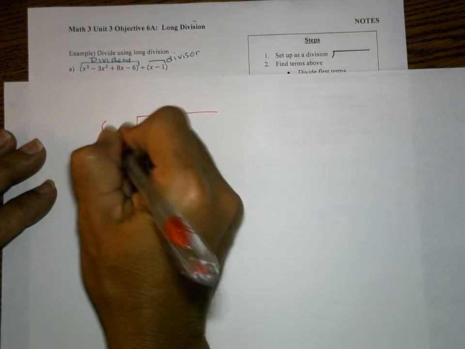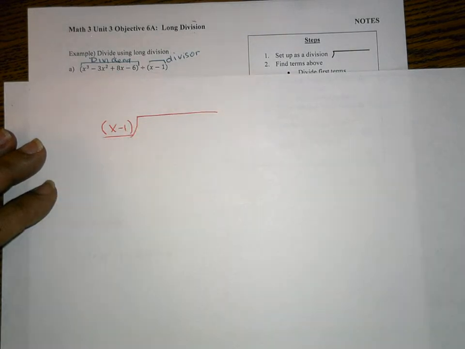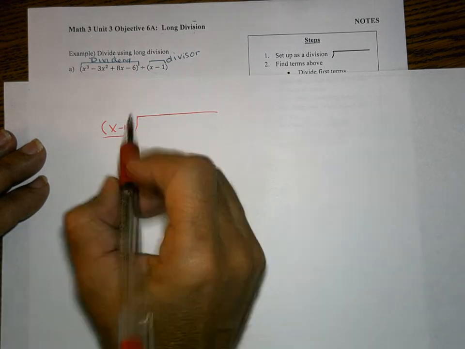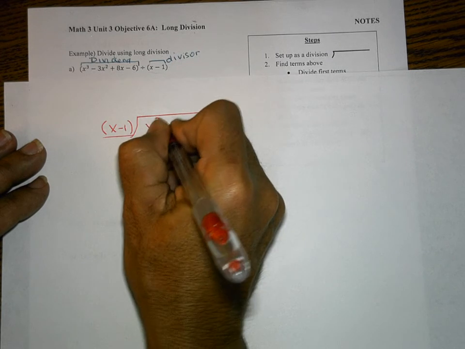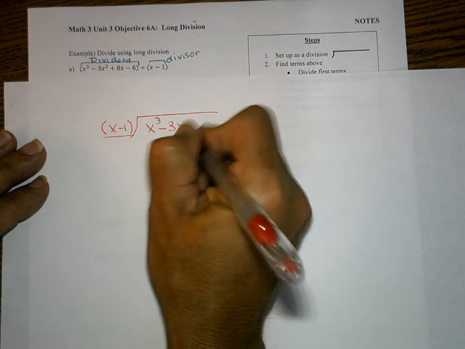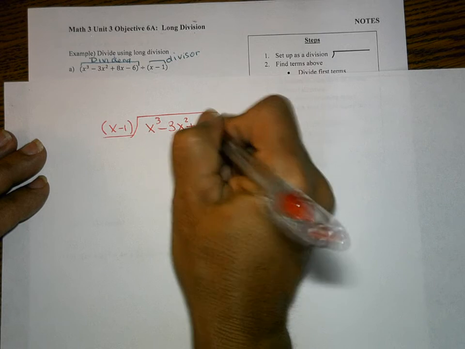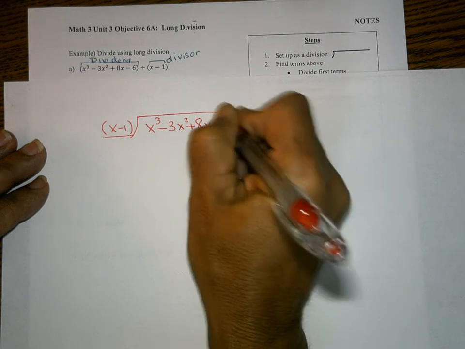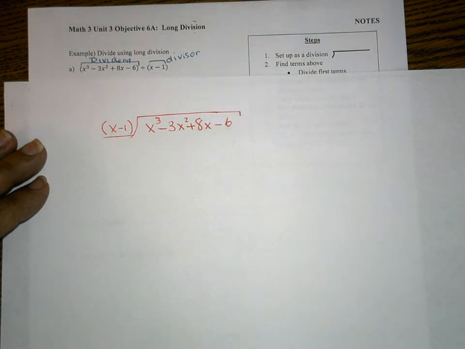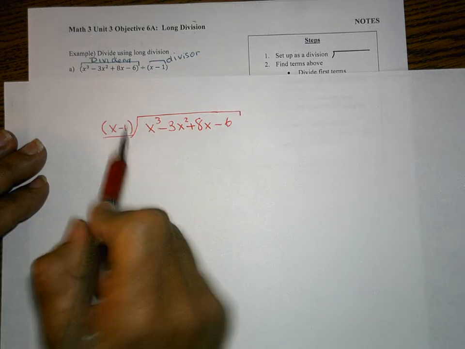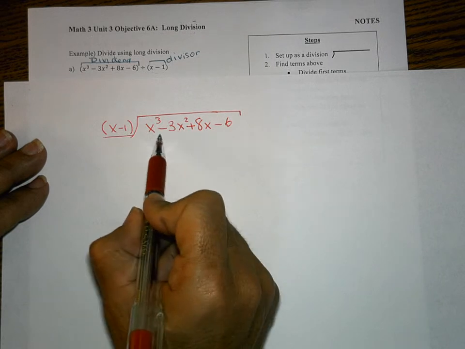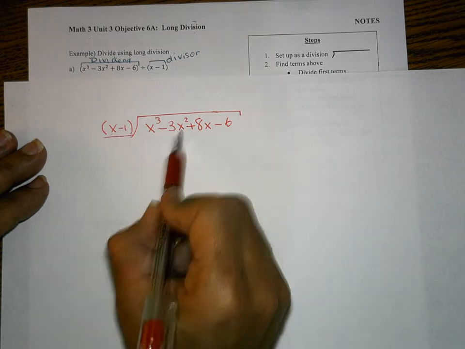So x minus 1 is our divisor. It's a binomial, so let's make sure we keep it in parentheses there. Let's go ahead and set up our dividend inside of the division box. We have an x cubed minus a 3x squared plus a 8x minus a 6. Let me make my division box nice and long. Here we go. So it's nice and set up. Remember, we have a binomial. Binomials have to fit inside of binomials.